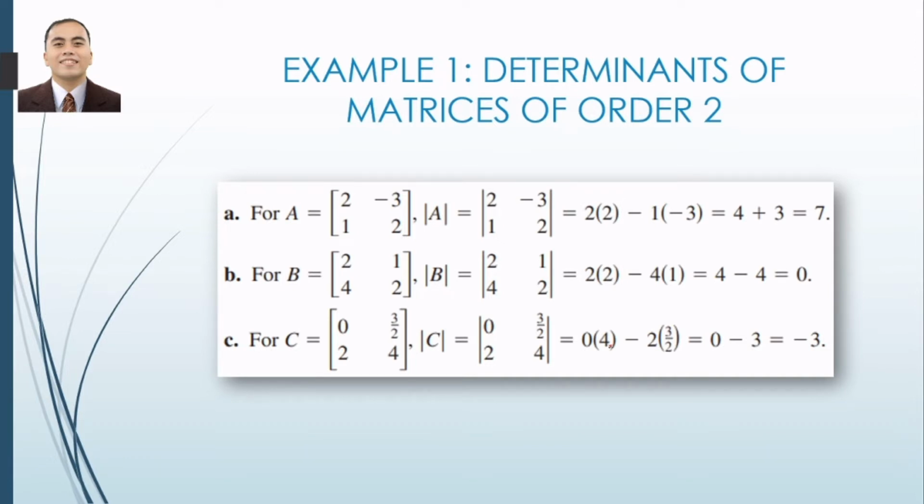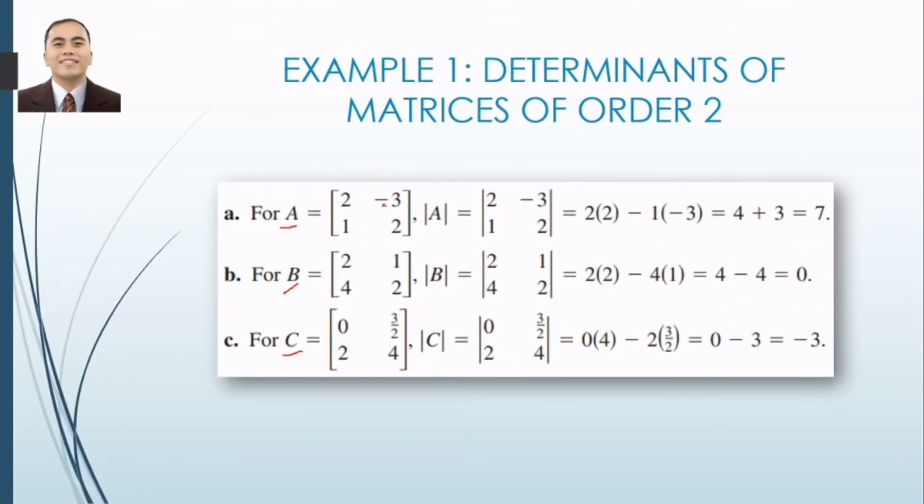Example number 1, determinants of matrices of order 2. We have here matrix A, matrix B, and matrix C. Matrix A is 2, negative 3, 1, 2. So the determinant of A is 2 times 2, minus 1 times negative 3. So 2 times 2 is 4, negative 1 times negative 3 is positive 3. So 4 plus 3, that is 7.